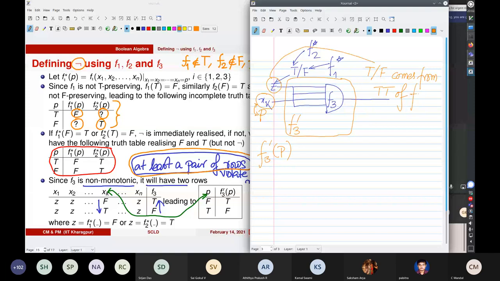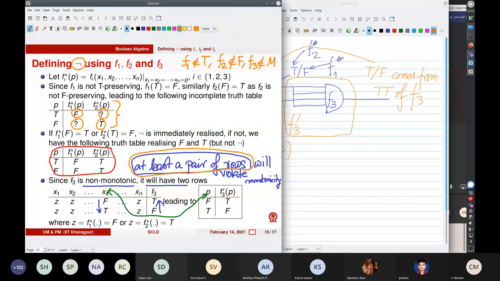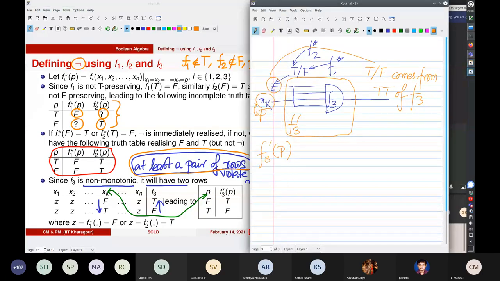Because in the truth table of F3, there must be at least a pair of rows which will violate the monotonicity. So you look at this pair of rows and see what you have, whether it is true or false. Okay. So this comes from a truth table. Is that okay now? Yes, sir.